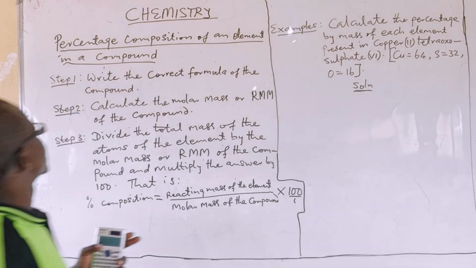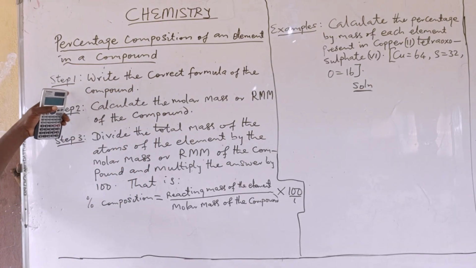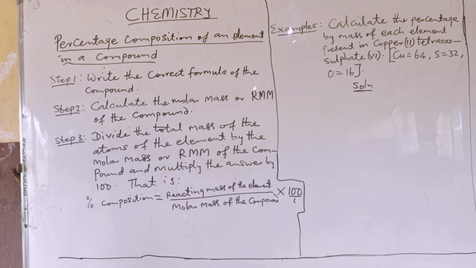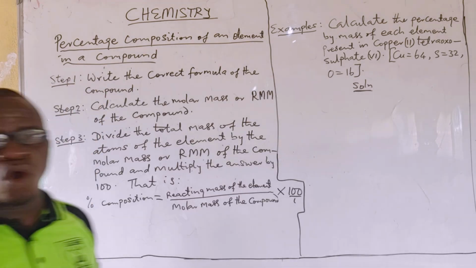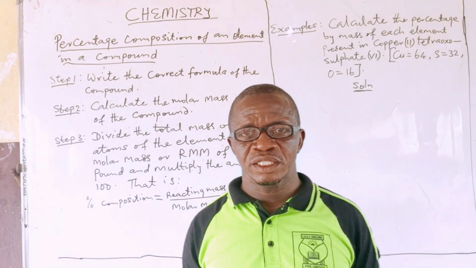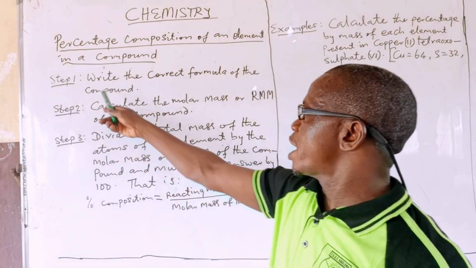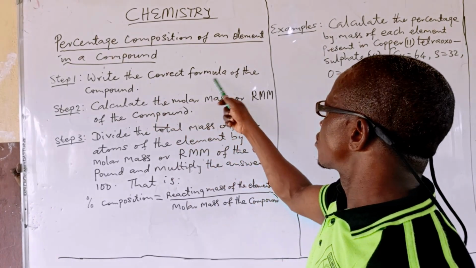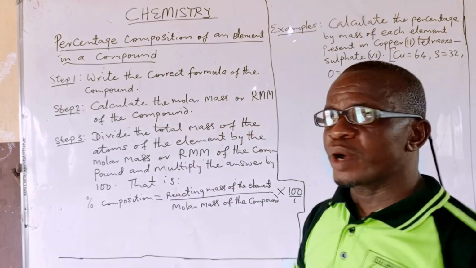Now let's look at it. It has steps to be followed. If you don't understand these three steps, you will not be able to calculate it correctly. The first step here is: write the correct chemical formula of the compound.